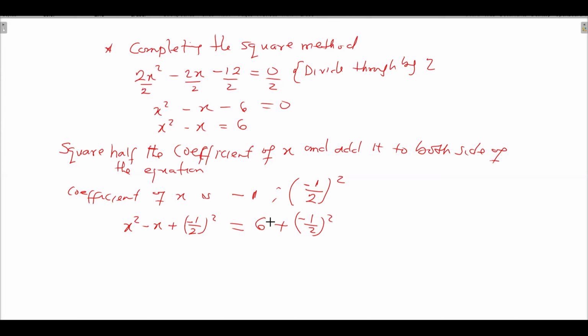Don't forget, I haven't evaluated the square yet. If I square minus 1 over 2, it will be 1 over 4, but I didn't do it yet, and that's what we are going to do here. We can easily factorize this. Because we are using the completing the square method, we come to what we call a perfect square. What do I mean by a perfect square? That means when you have a quadratic expression of this form, if I say x minus 3 all squared, it shows that the factor occurs twice, the same thing as (x minus 3)(x minus 3).